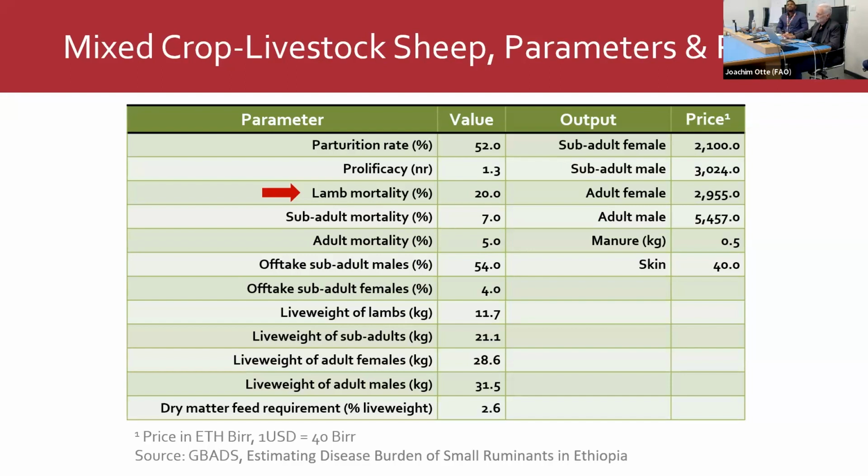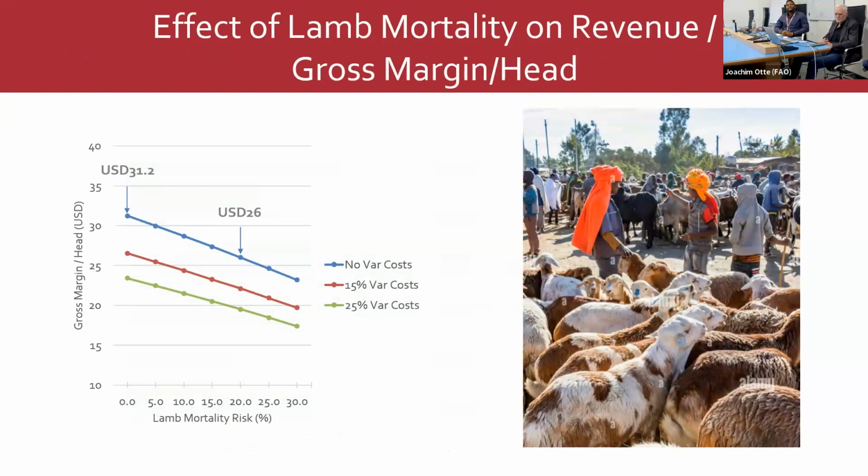So again, we put that into our herd model and change young stock mortality from a minimum of 0 to a maximum of 30. And you get, again, what is the revenue per animal in the flock? So at 20% lamb mortality, and if we say we don't consider any variable costs, it is about $26 per animal per year. And if you go to the left on the blue line, you see if you decrease it to 0, you have $32.2. So there's a difference of $6 per animal per year, going from 20 to 0.